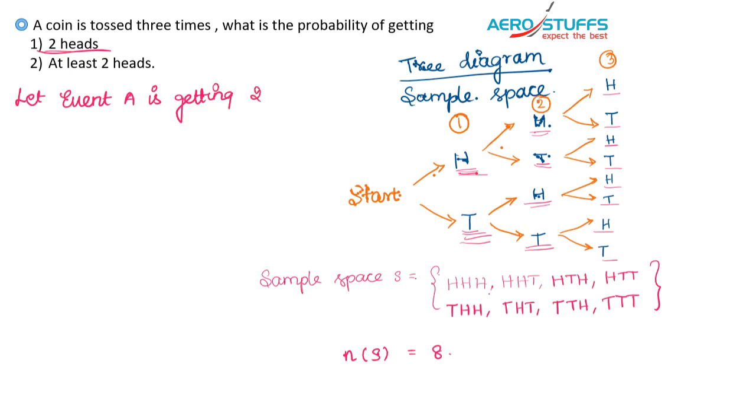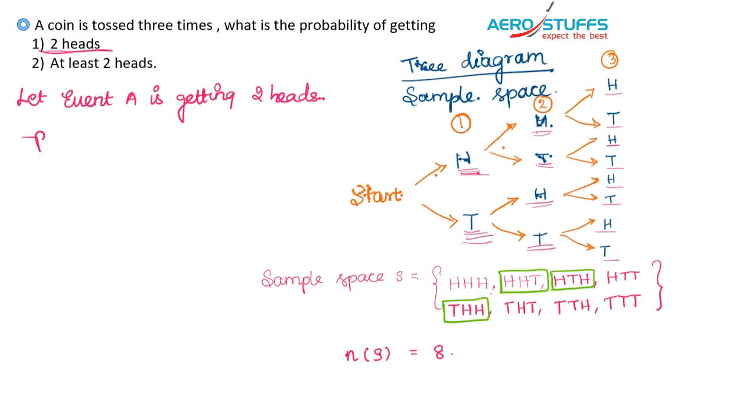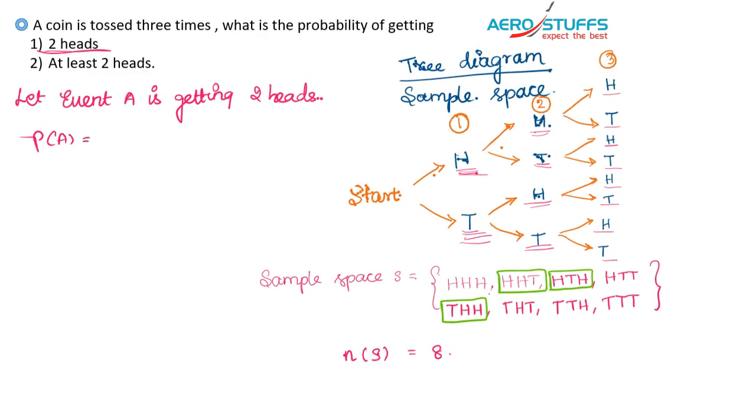Let event A be getting 2 heads. Getting 2 heads means that after tossing the coin 3 times, I must get 2 heads. So what are the options for 2 heads? Head, head, tail; head, tail, head; and the other one, tail, head, head. These are the 3 outcomes I may get, but I don't know which one will come. But there are possibilities to get this.